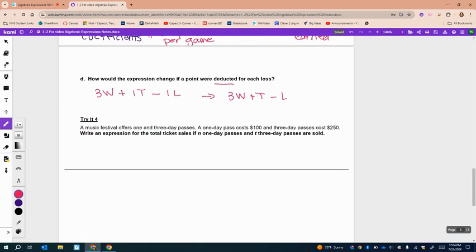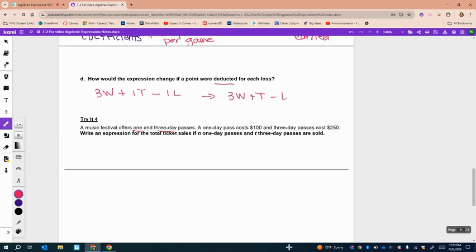Okay, let's look at our last example for today. It says a music festival offers 1 and 3 day passes. Again, this is something you probably have done before in your life. A 1 day pass costs $100 and a 3 day pass costs $250. So this is true for music festivals, concerts, even things like amusement parks. You know, the more days that you go, sometimes you get a discount.